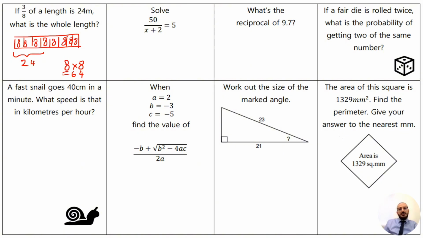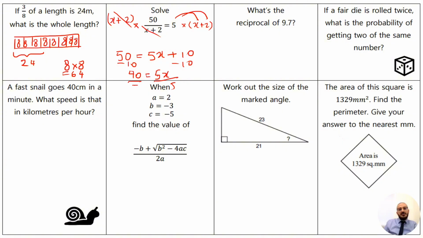Next question, solve 50 out of x plus 2 is equal to 5. Of course, in order for us to be able to solve these kind of questions, we need to get rid of the fraction. We need to get rid of our denominator. So we need to multiply both sides with x plus 2. X plus 2 and x plus 2 will simplify from here, and 50 is going to be 5x. 5 times x and 5 times 2, so that's going to be 5x plus 10. We now need to take 10 away from both sides, which will give us 40 is equal to 5x. Of course, we need to divide both sides with 5 to find out x, which is going to be 8.